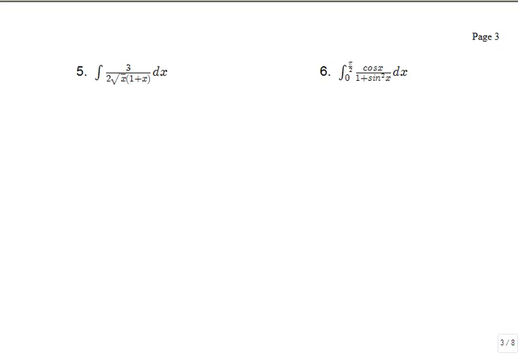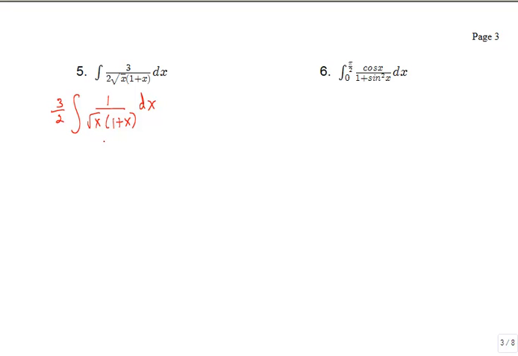Okay, let's try a couple more. The next one here, we have the integral of 3 over 2 square root of x times 1 plus x dx. So first things first, I've got a couple constants here, 3 over 2. I don't like those in there, they just complicate things. So let's pull them out right away. And then we're left with 1 over square root of x times 1 plus x dx.